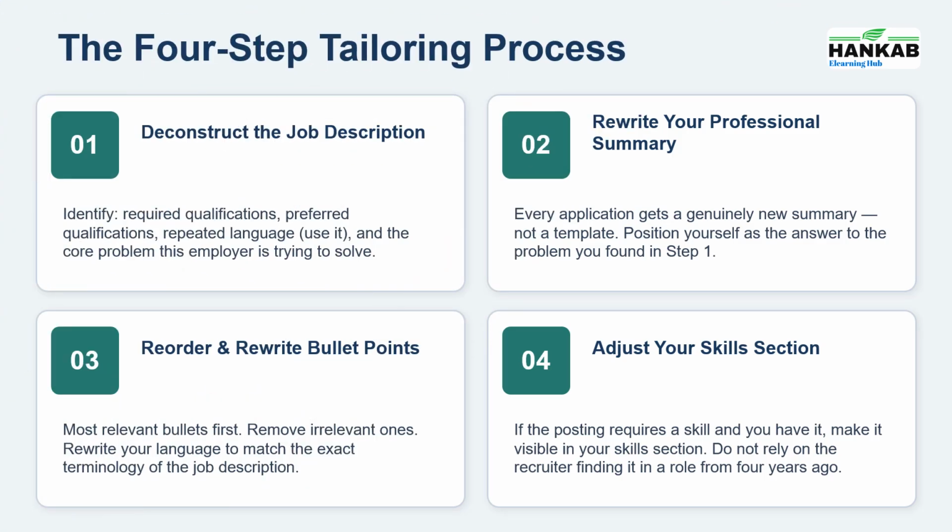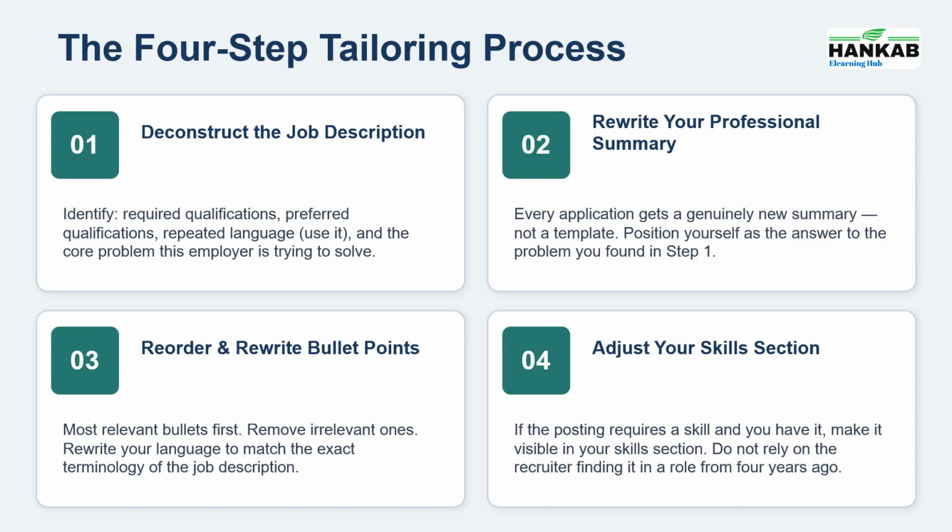The 4-step tailoring process. Let me walk you through each step. Step 1. Deconstruct the job description. Before you change a single word of your document, spend 20 minutes dissecting the job posting. You are looking for 4 things. Required qualifications. These are minimum thresholds. Confirm them explicitly. Preferred qualifications.